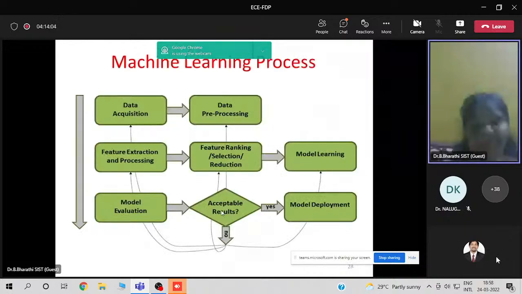So we have been talking about so much. If I have to put everything into one picture, this is how I'll put it. I collect my data, then I process my data. Once I process my data, I start identifying the important features. I extract the features from the given data and I rank them. There can be n number of features, but I want to find out which ones are very important.